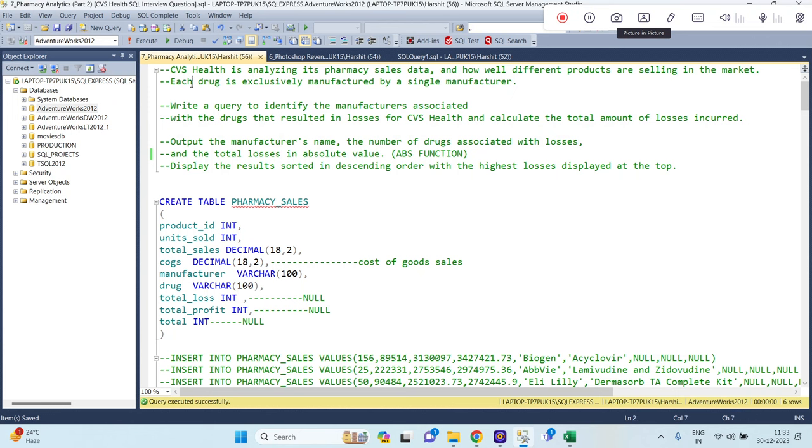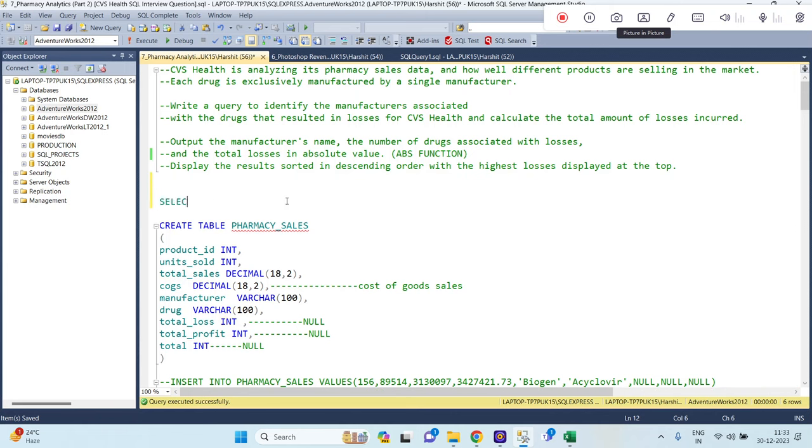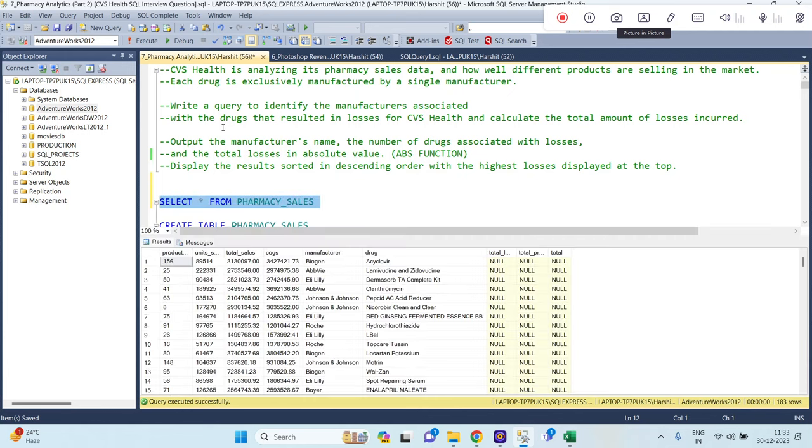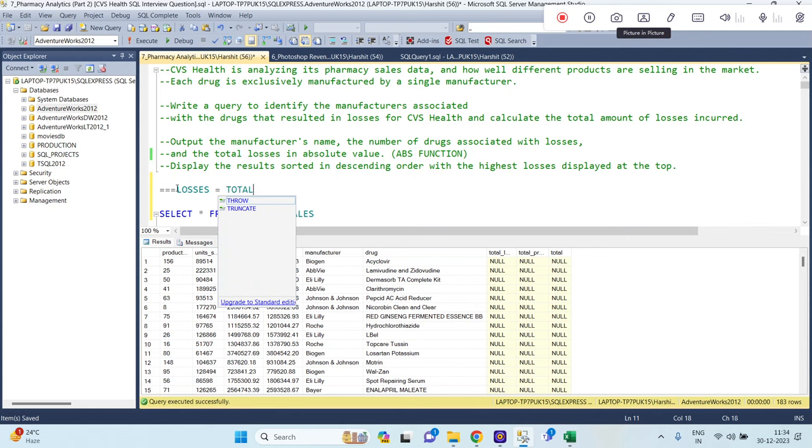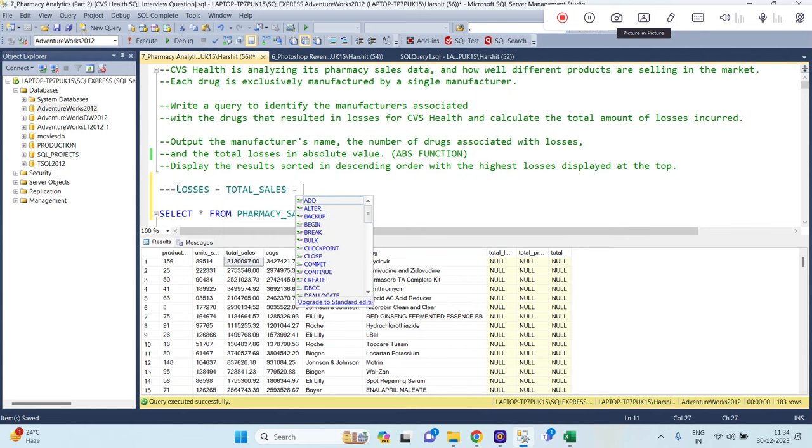Now, over here we have been given the pharmacy sales table, right? Select star from pharmacy sales. Now you write a query to identify the manufacturer associated with the drugs that resulted in the losses for CVS Health. Losses for CVS Health. So now how can we identify the losses? Losses equal to total_sales minus COGS.